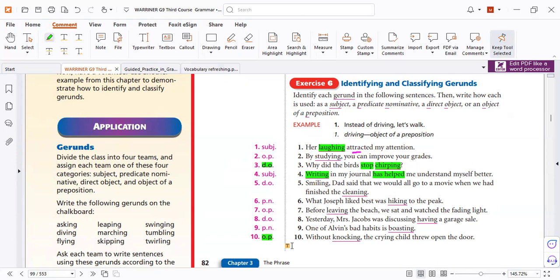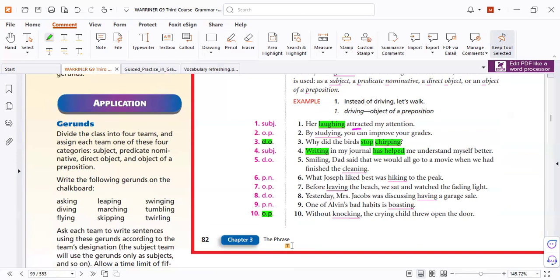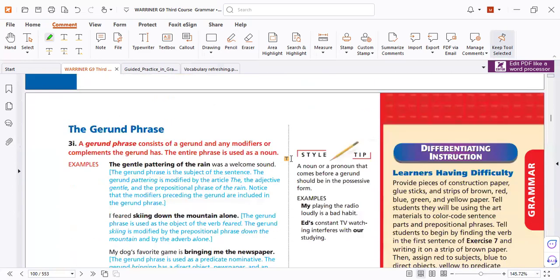Is that correct in English? Yes. Here a preposition followed by a verb must be ing. Look, preposition, preposition. Yeah, so easy. Look here, it's a verb. This is a verb? Yes. Or it's a noun. "What Joseph liked best was hiking." So hiking is the object. That's it. Now let's go to jump.